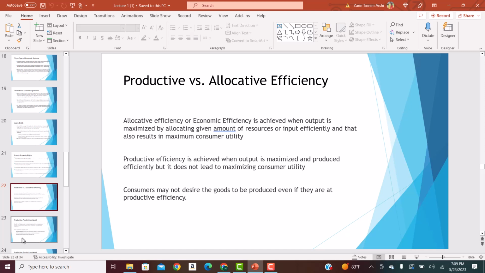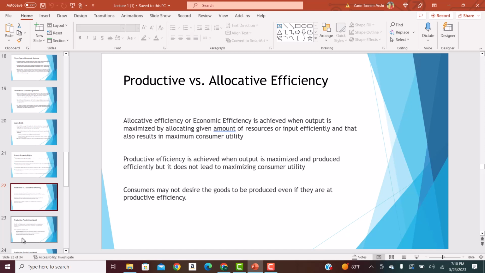The next one is called productive efficiency. It's very similar to allocative efficiency, but it falls a little short of allocative efficiency. So under productive efficiency, we will still have a limited amount of resources or input. Producers are still going to produce the maximum amount of output based on the limited amount of resources. However, we do not achieve maximum consumer utility, or we do not know if we achieve the maximum consumer utility. So when that happens, we have productive efficiency.